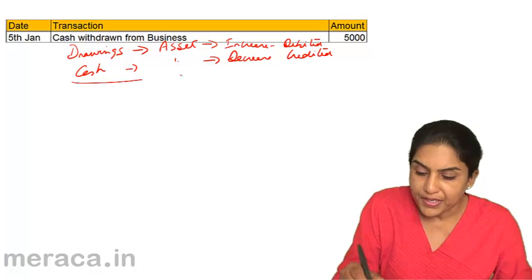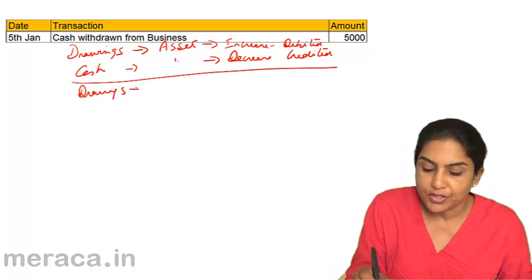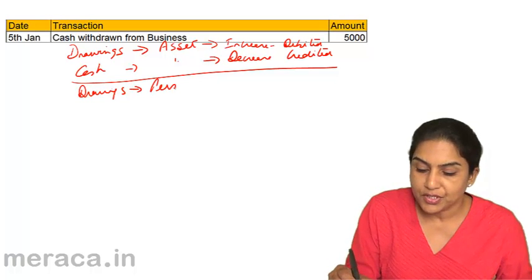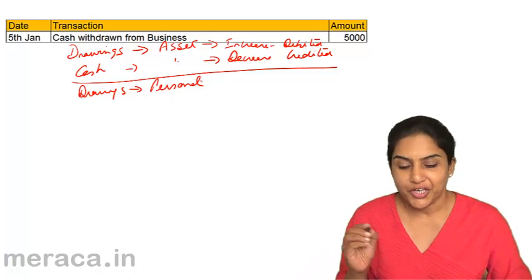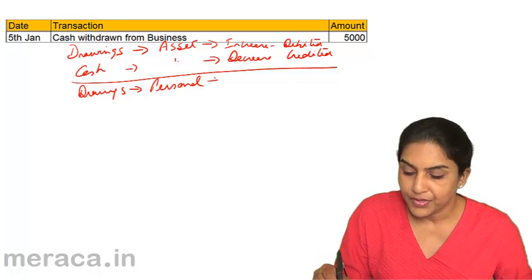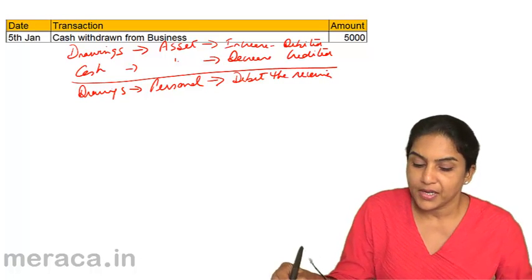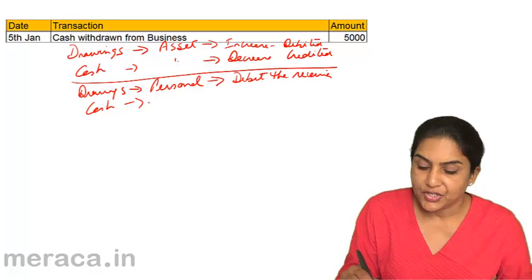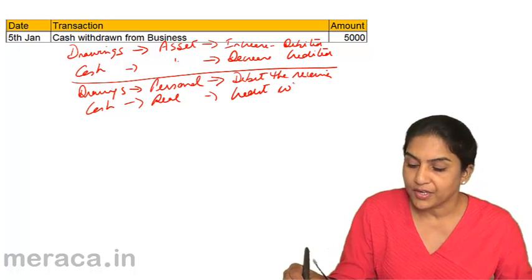If you follow the traditional approach method, drawings is a personal account. Debit the receiver. So we debit. And what about cash? Cash is a real account. What has happened? Credit what goes out. Credit what goes out. Right?